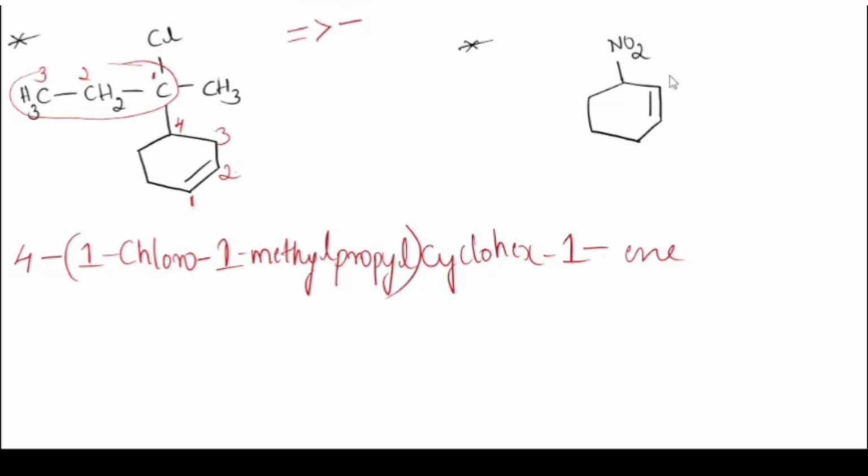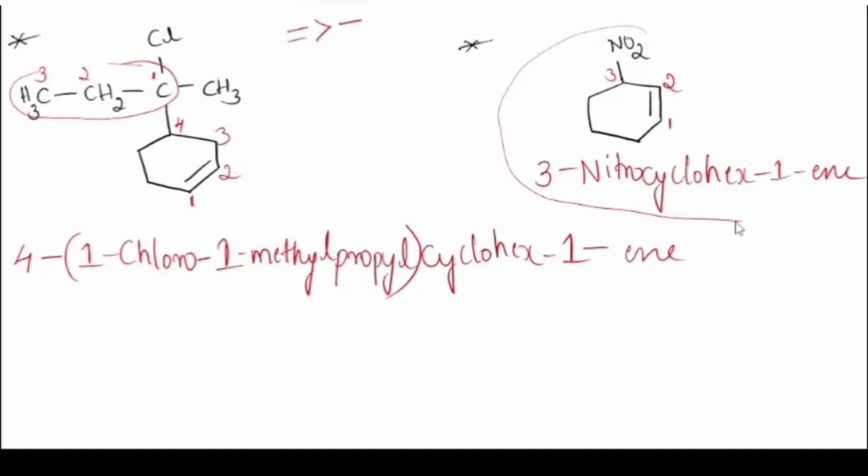Then we'll see the next molecule, which is this particular one. Same thing here. Here also the double bond has to get the highest priority. Therefore numbering has to be done like this. At the 3rd position, nitro is there. That's why I will be writing 3-nitro. What is this particular group? Cyclohexene. Here cyclohex-1-ene. This is the IUPAC nomenclature for this particular compound.